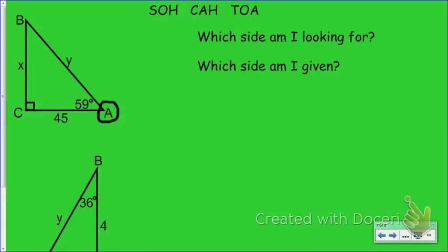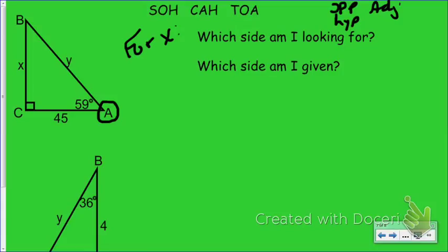Then you're going to ask yourself these two questions. Now we're going to have to do this twice. We're going to have to do this once for when we're looking for x, and then we're going to have to do it again for when we're looking for y. So when we're looking for x, it says, which side am I looking for? So the answers of these questions have to be either opposite or hypotenuse or adjacent. So you might want to mark your picture.